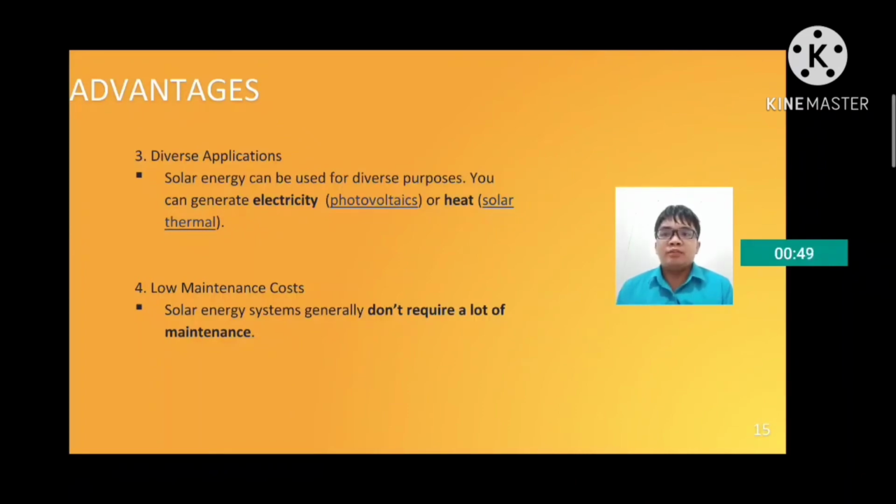Next, it has low maintenance cost. Solar energy systems generally don't require a lot of maintenance. We could just keep them relatively clean and safe from any moisture. Cleaning them a couple of times would do the job. Most reliable solar power manufacturers offer 20 to 25 years of warranty. So that's why we don't need to worry that much.